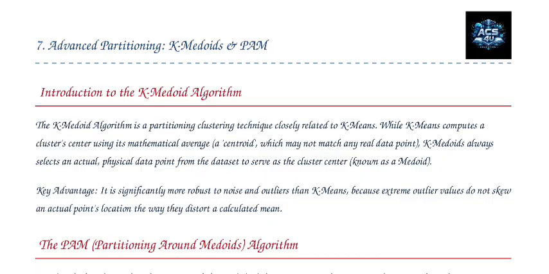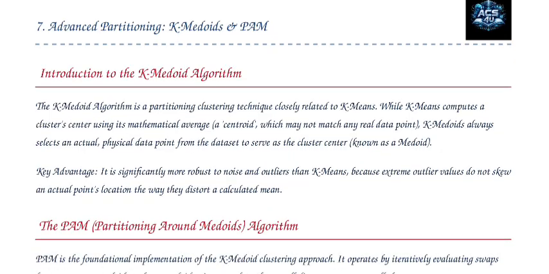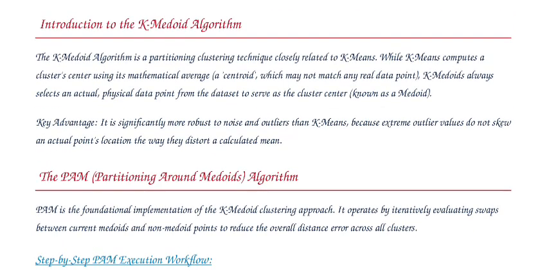K-medoids always selects an actual physical data point from the dataset to serve as the cluster center, known as a medoid. The key advantage is that it is significantly more robust to noise and outliers than k-means, because extreme outlier values do not skew an actual point's location the way they distort a calculated mean.